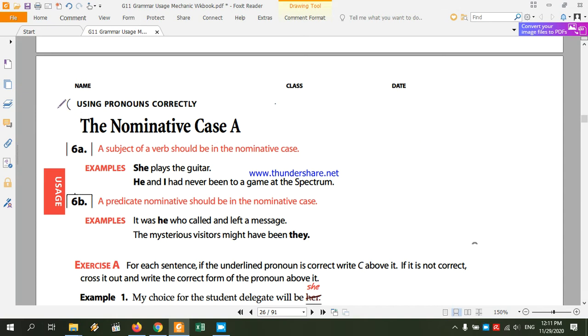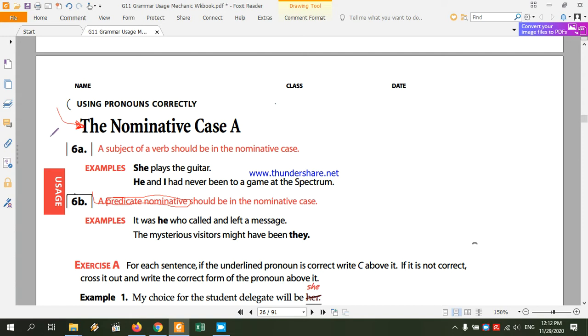Today we're going to continue talking about the nominative case. We said that the nominative case is a case that conveys that the noun or pronoun functions as the subject of the verb. A predicate nominative may also be known as the subject complement.